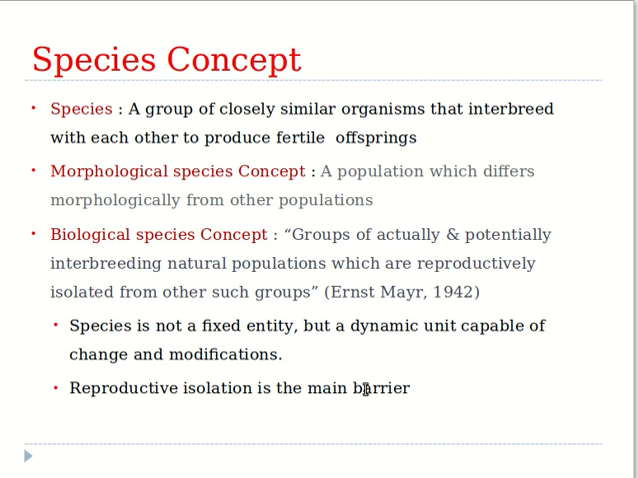So, in this presentation we will be looking into the concept of species and the different types of species, subdivisions of species actually. So, what is a species? Species is a group of closely similar organisms that can interbreed with each other and produce fertile offspring. We can say that the species includes potentially interbreeding populations that are reproductively isolated from other groups.